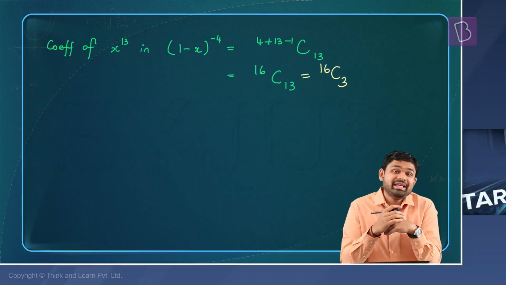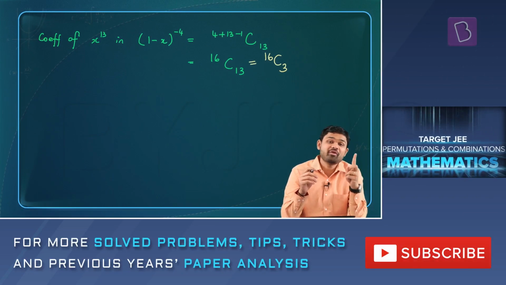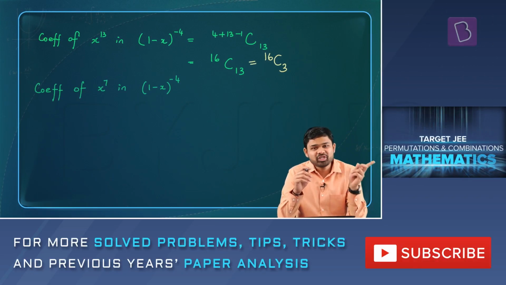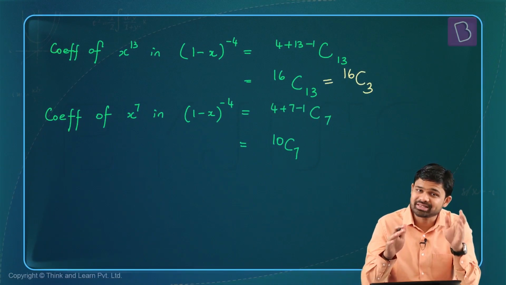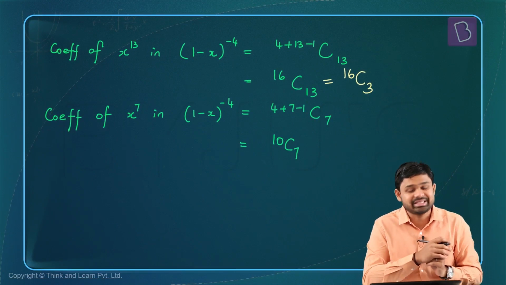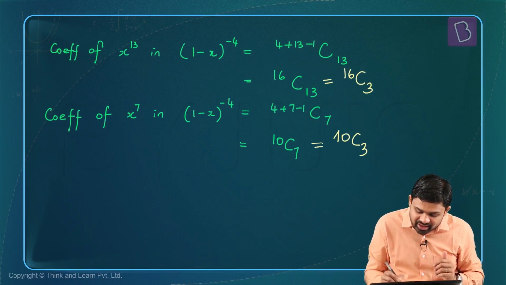The other possibility is when minus x to the power 6 multiplies x power 7. So we have to find the coefficient of x power 7 in (1 minus x) to the power minus 4. Using the formula, it will be 4 plus 7 minus 1 C 7, that is 10 C 7. That simplifies to 10 C 3.